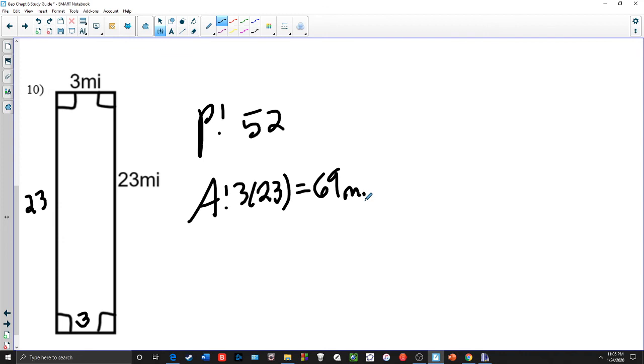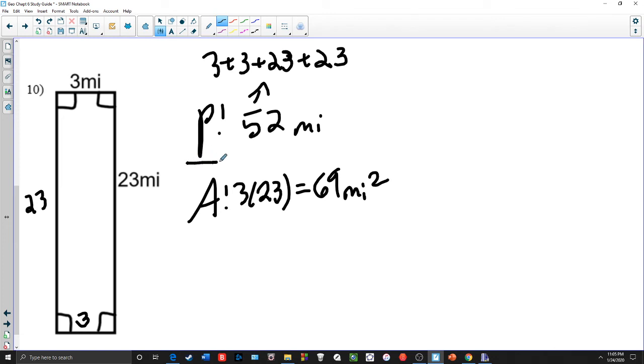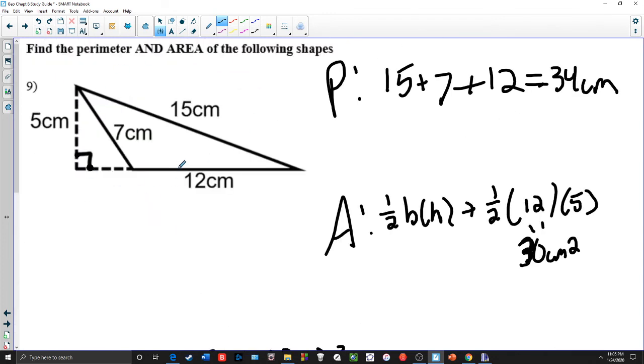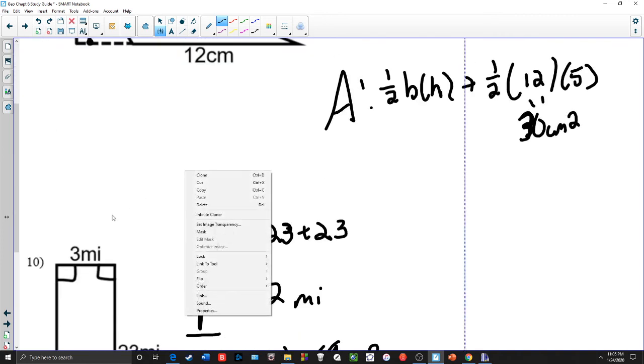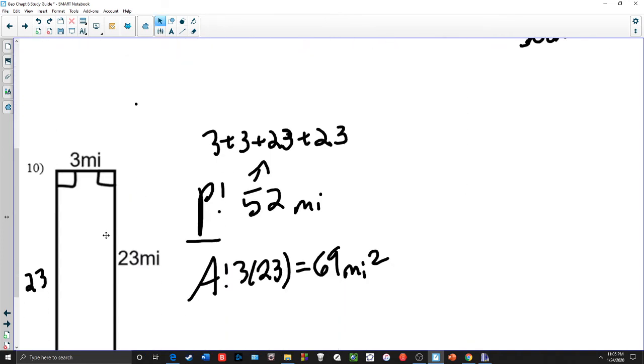Now this would be miles squared, and this would just be miles. So again, I forgot to write in, this is just 3 plus 3 plus 23 plus 23. There we go. So add up all the sides for perimeter. Remember the formulas for area. Base times height for rectangle, 1/2 base times height for a triangle. Or some people say rectangle is length times width. Same deal.